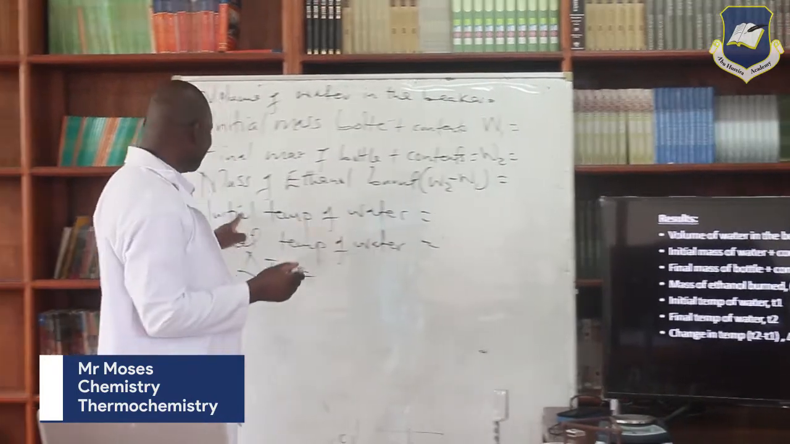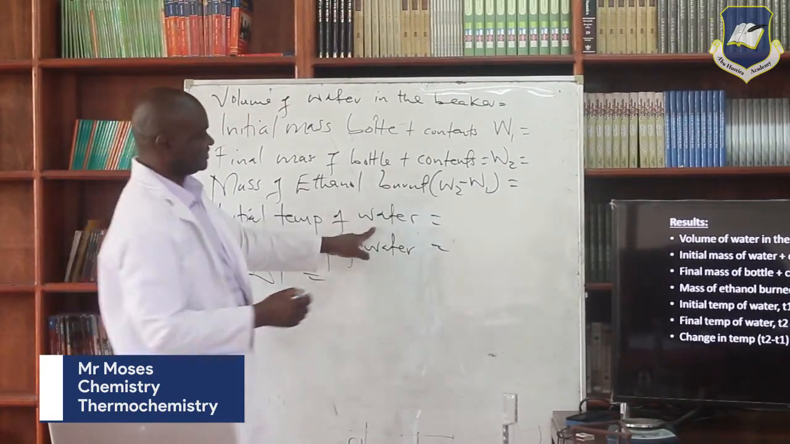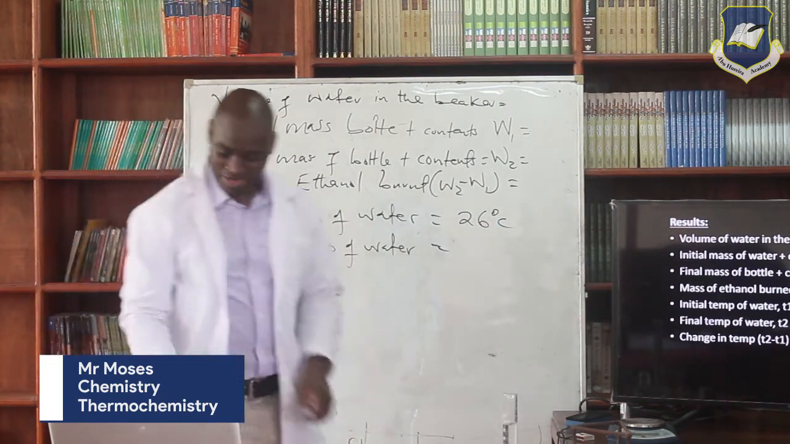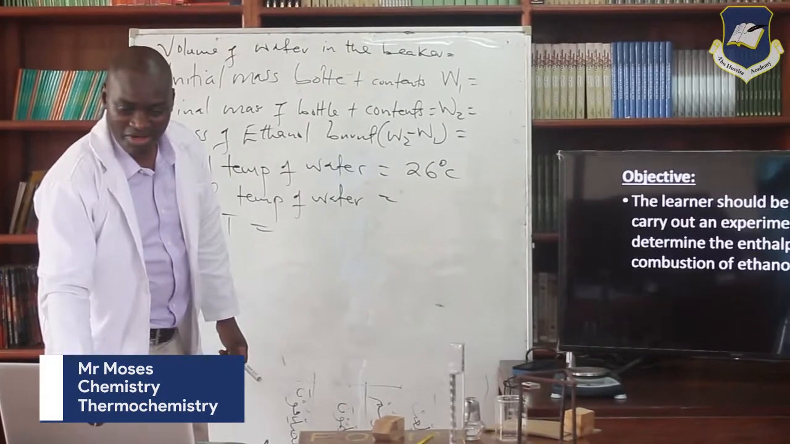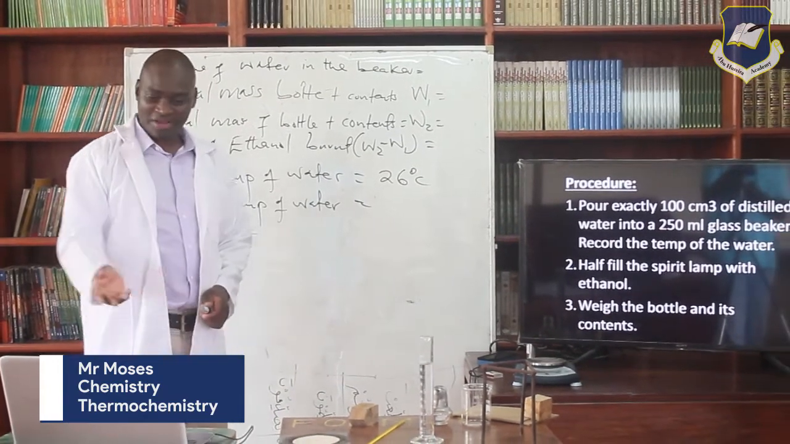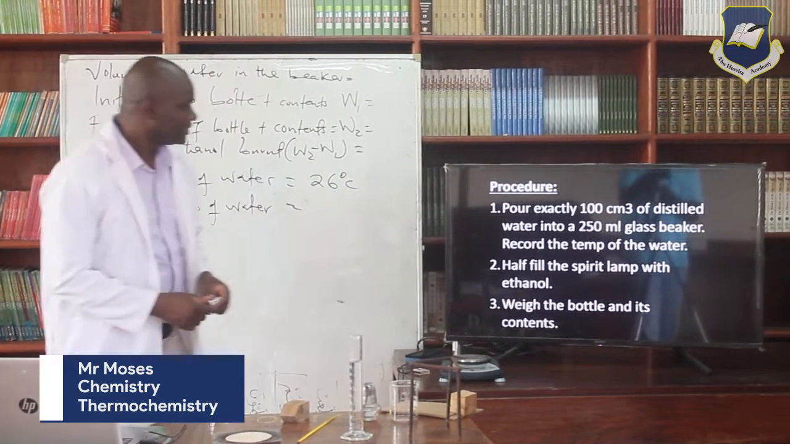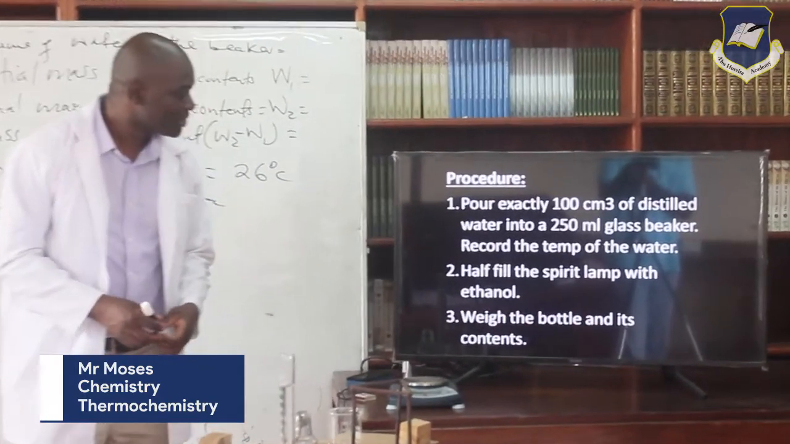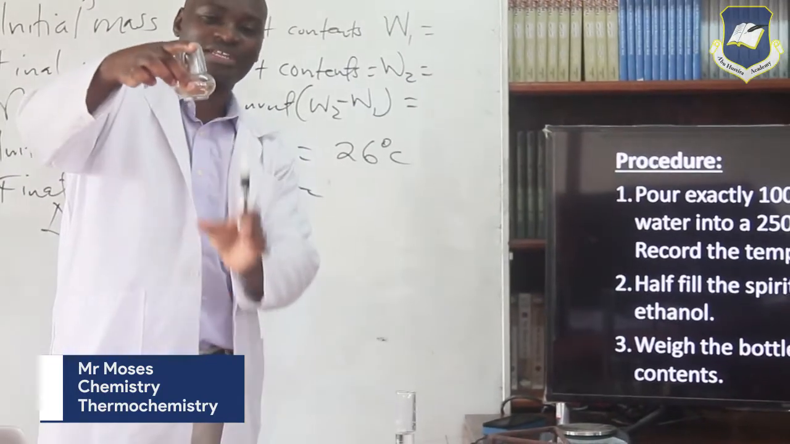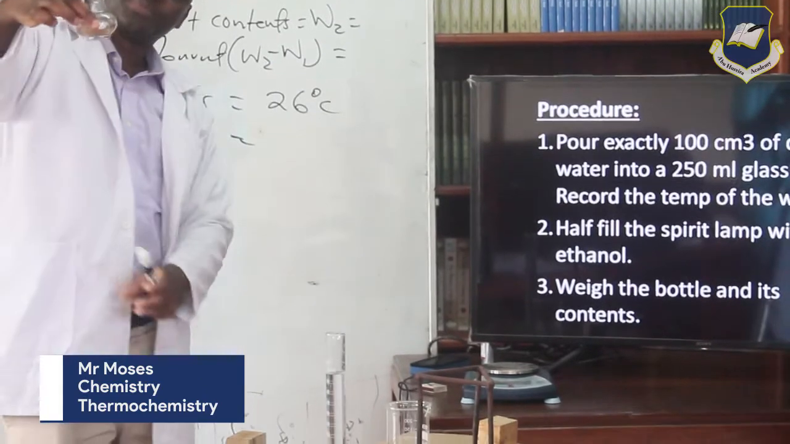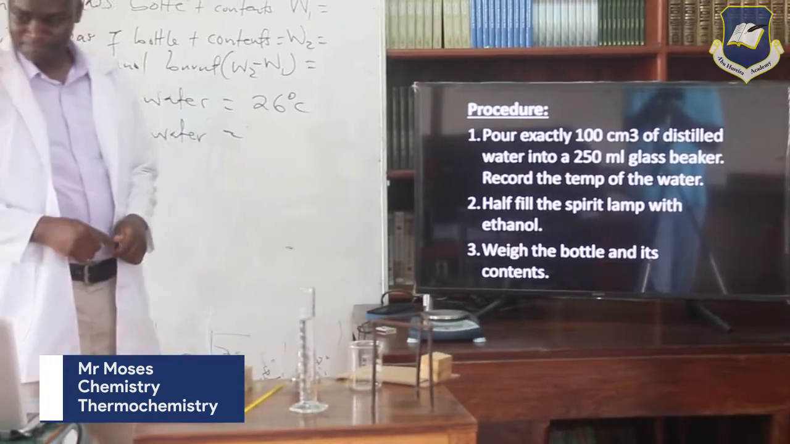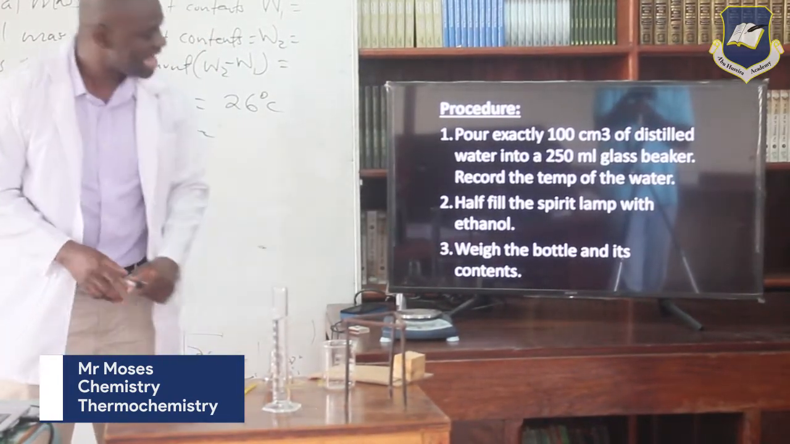Now we have measured the initial temperature of water, and it is 26 degrees Celsius. Now let's go back to our procedure. The next procedure after recording the temperature of water is to half fill the spirit lamp with ethanol. Already we have done that. We have our spirit lamp, what we call the bottle, and it is half filled with ethanol. Then number 3, weigh the bottle and its contents.